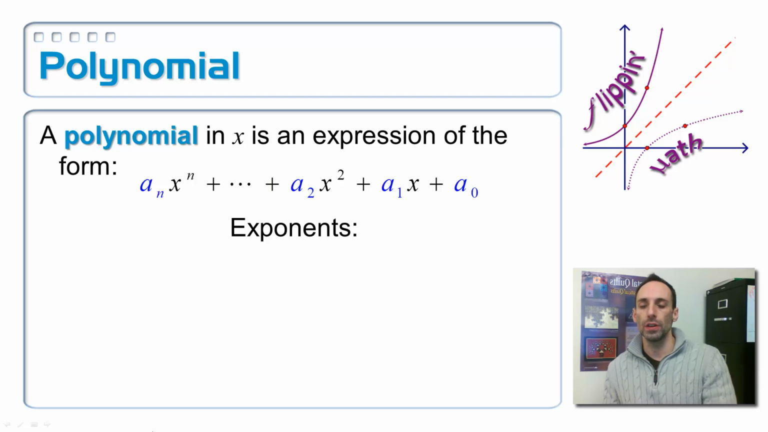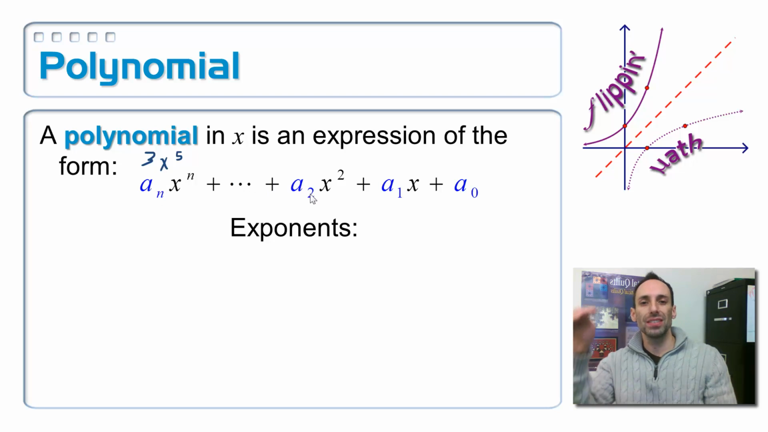So here is the definition of a polynomial. A polynomial in x, so x is our variable, is an expression of this form. And it looks kind of complicated here. a sub n times x to the n. The n's are just whatever number that is. So for example, this could be something like 3x to the 5th power, where n is 5 and the a sub n is the 3. Plus dot, dot, dot.